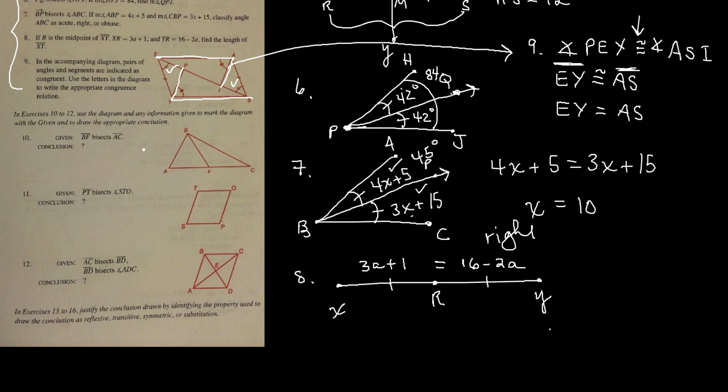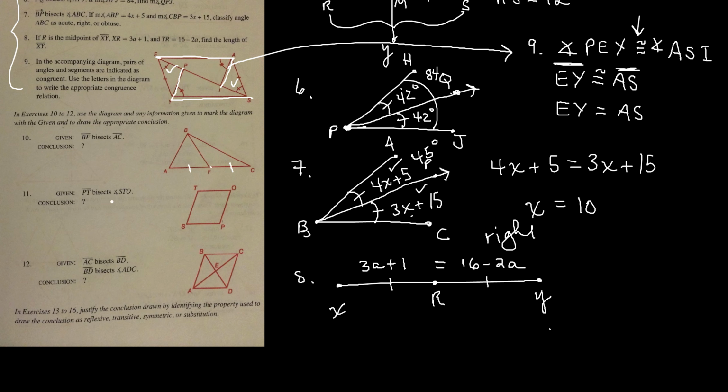BF bisects AC. So here's BF bisects AC. So this is what you would do. Just put your congruent symbols down. So you're just going to mark that they're equal, because BF bisects it means it divides it into two parts.